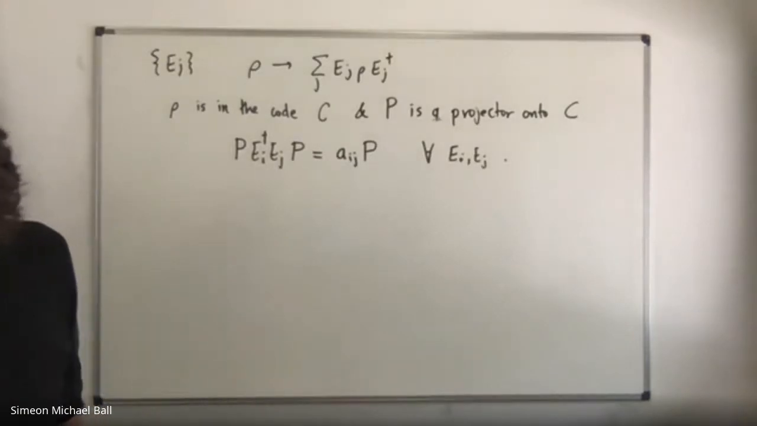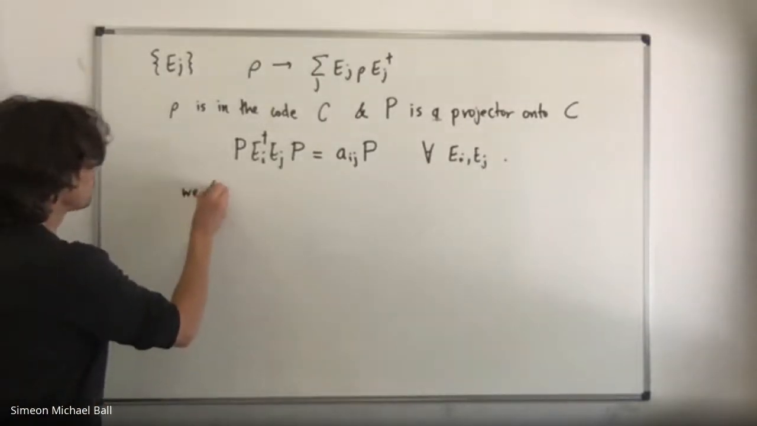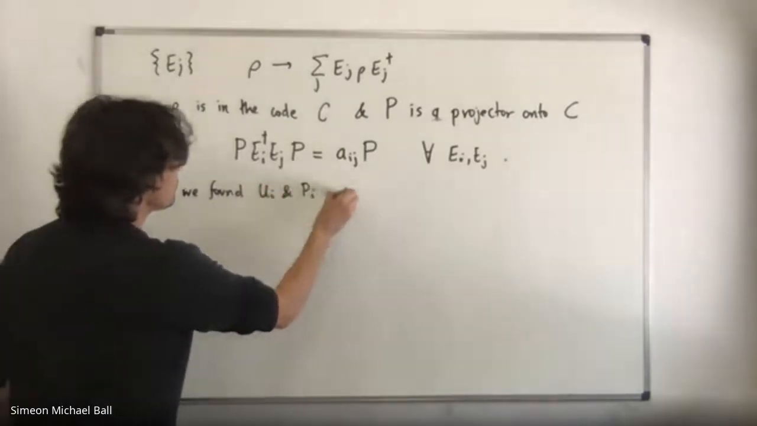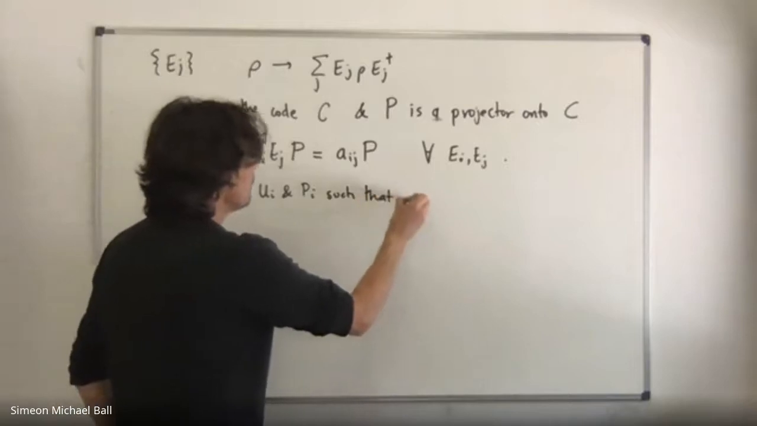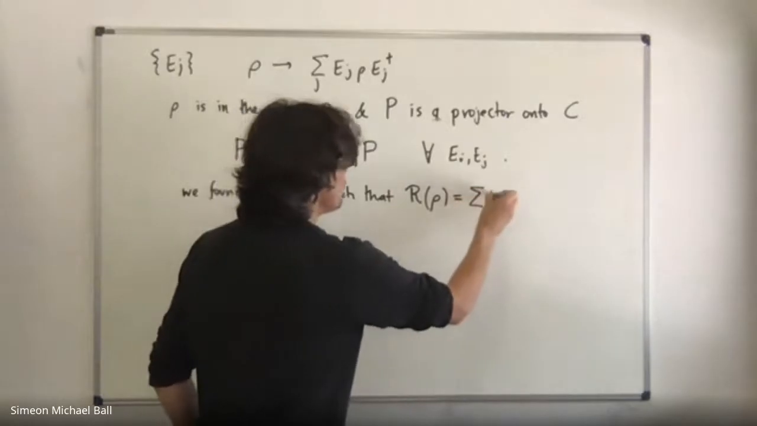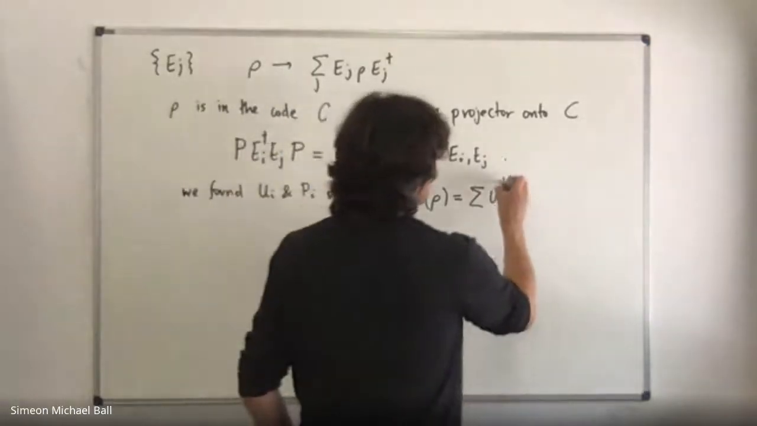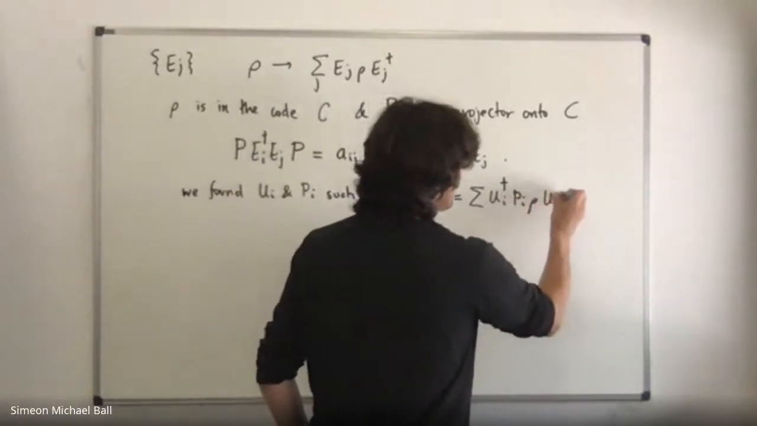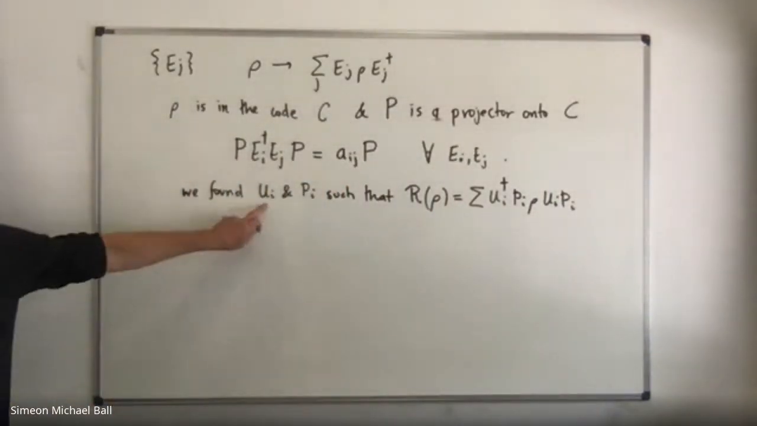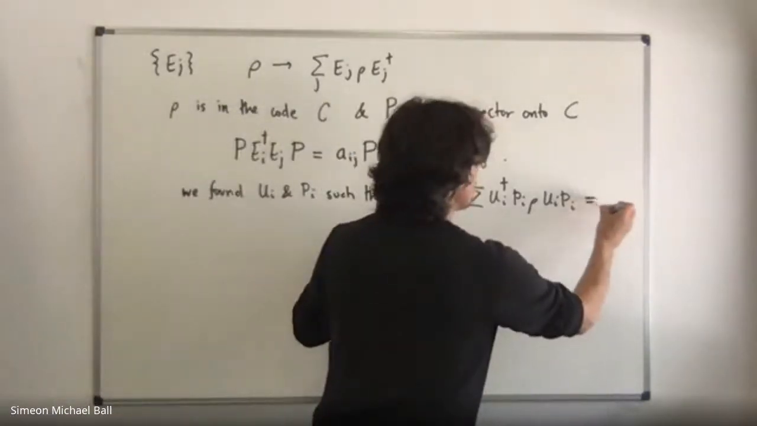What we did is we found U_i and P_i such that R, curly R of rho, which was the sum of U_i P_i. Now this P_i is a projector, and the U_i is a unitary. So the unitary of projectors such that this will give us back rho.